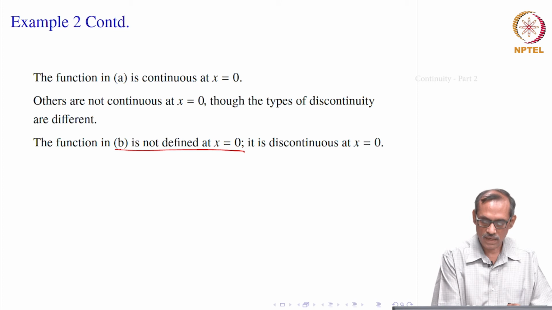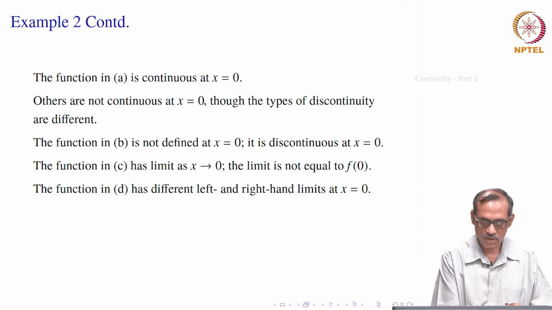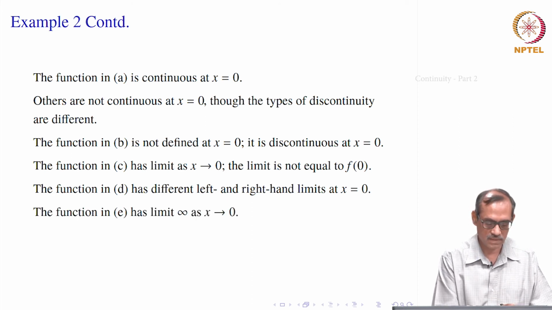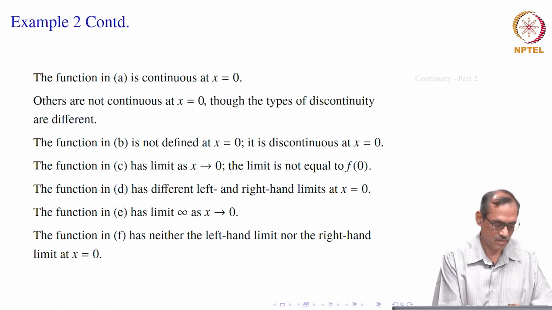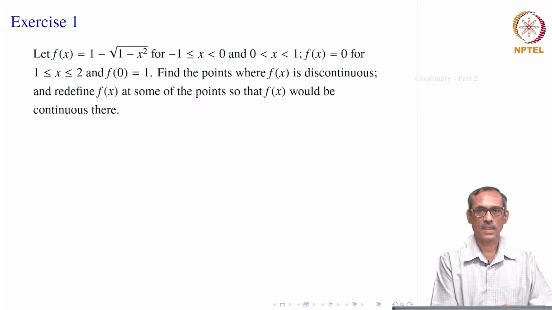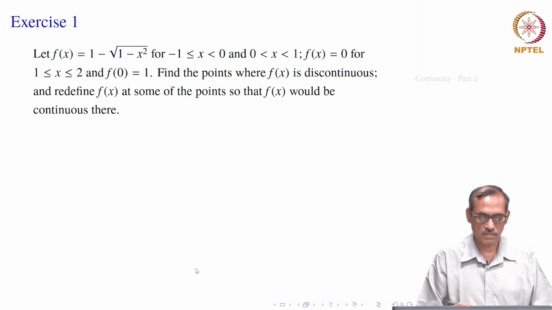So, in B it is not defined, in C the limit is not equal to f of 0, in D the left and right hand limits at x equal to 0 are different. So, the limit does not exist, and E has limit infinity as x goes to 0, also the function is not defined. So, we cannot redefine it also to make it continuous. In F, neither the left hand limit nor the right hand limit at x equal to 0 exists. They do not exist because they oscillate. So, f is not continuous. Is that fine?